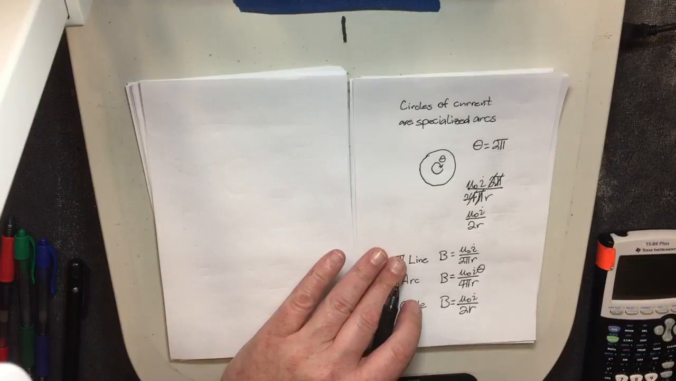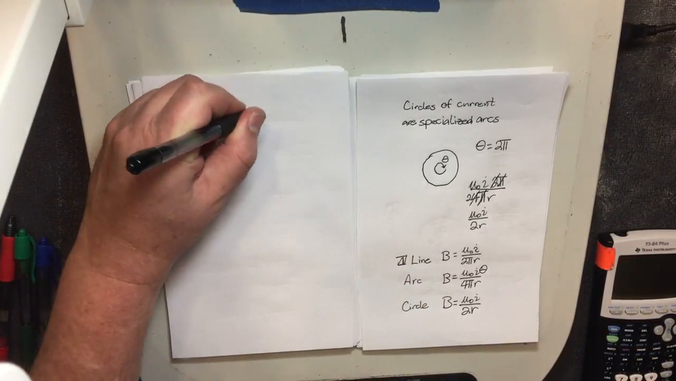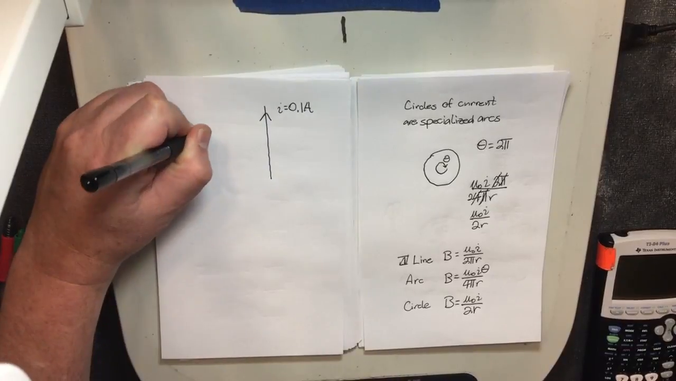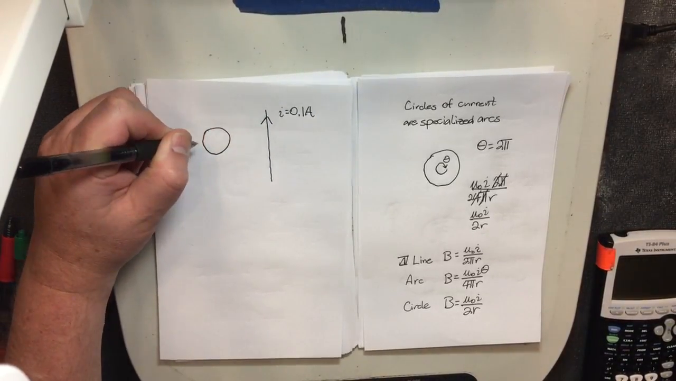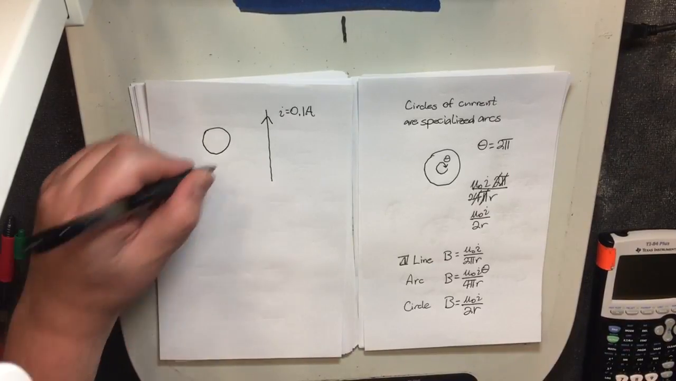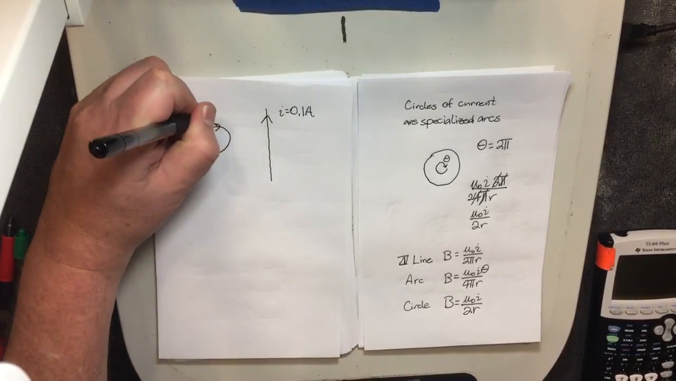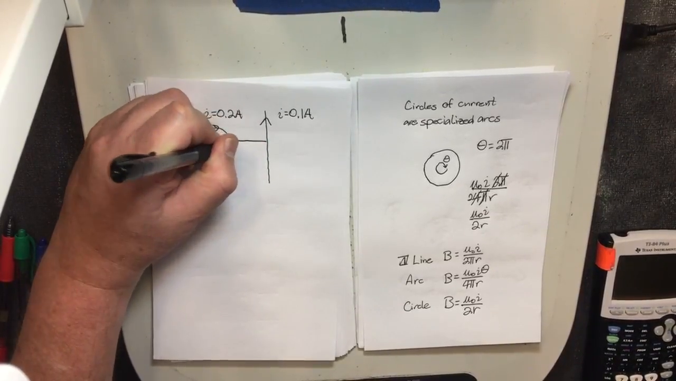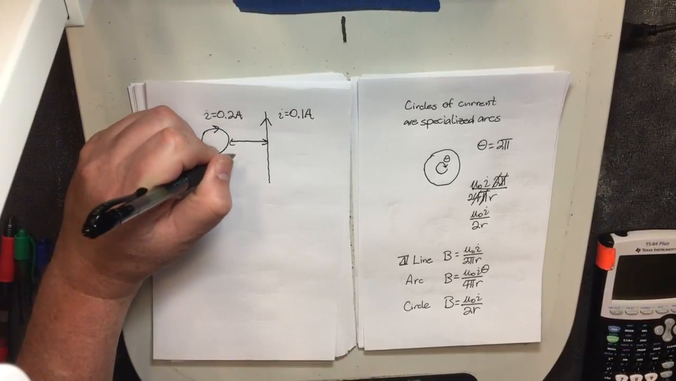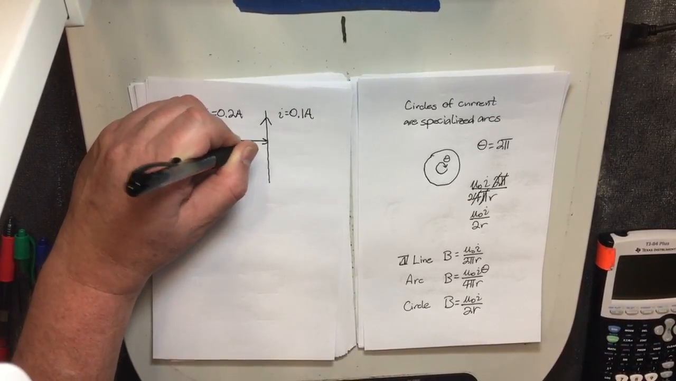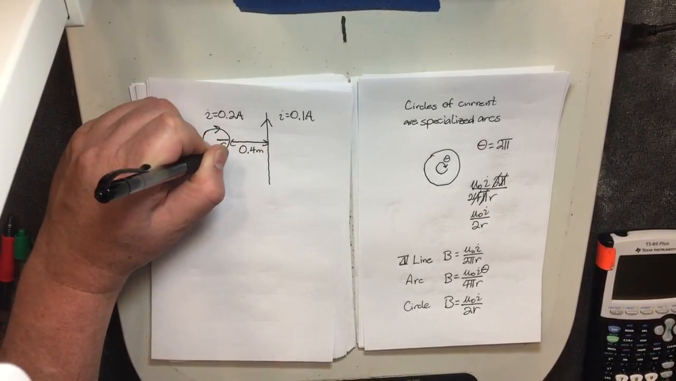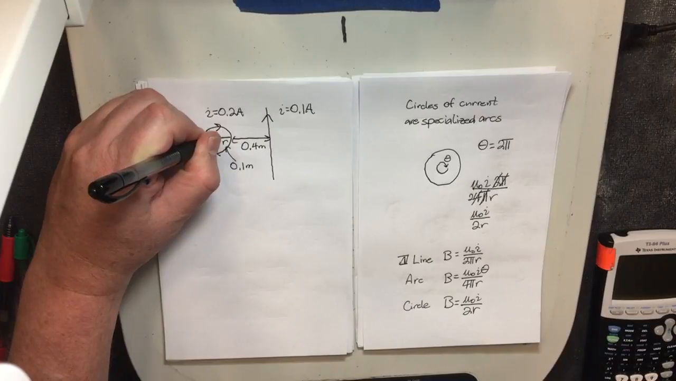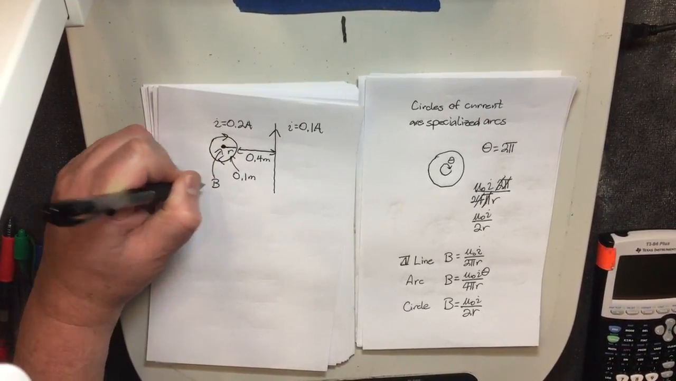So a simple problem would be: I is 0.1 amps. It is going up. You have a circle which is running clockwise, with an I of 0.2 amps. Really what I'm doing is outlining how you solve one of the problems on the problem set. The distance is 0.4 meters, and the radius of the circle is 0.1 meters. The question is, what is the B field at the center of that circle?